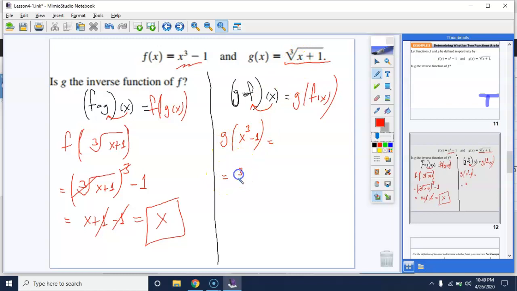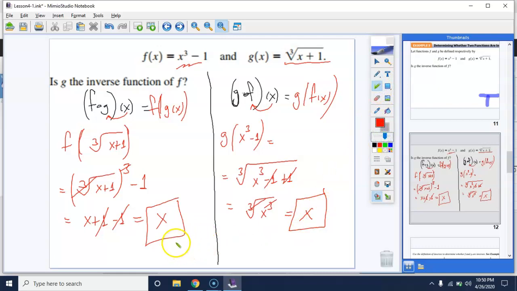It should be cube root of x to the third power minus 1, plus 1. So the negative 1 and positive 1 cancel each other, and the cube root of x to the third power, these two cancel each other, so it's going to be x there. As you see, we end up with the same thing. Yes, they are inverses of each other. All right, g is the inverse of f there.